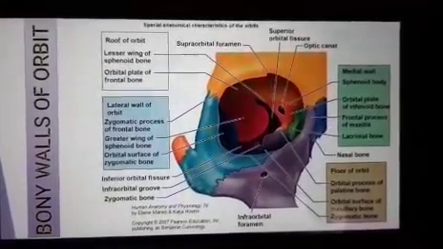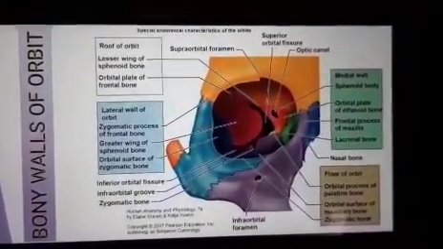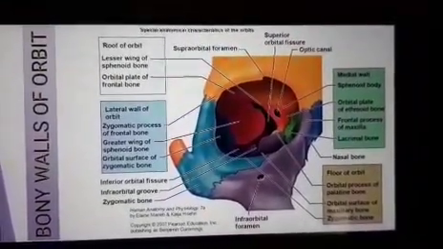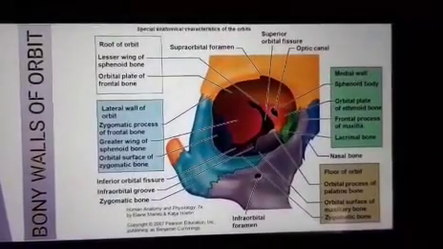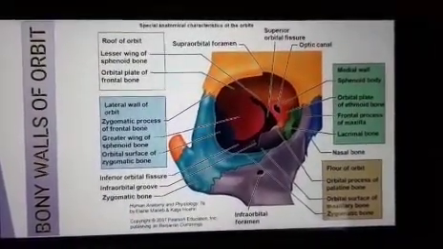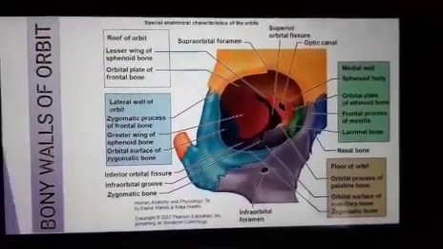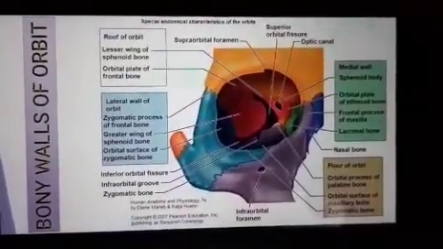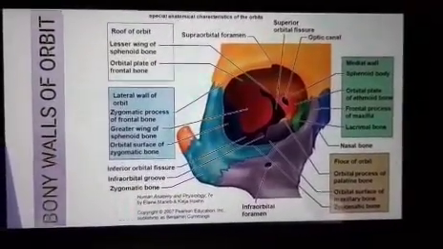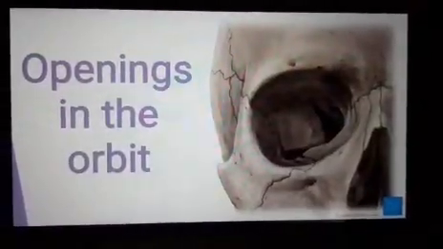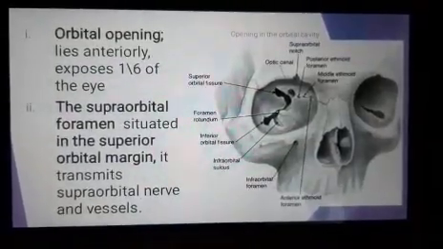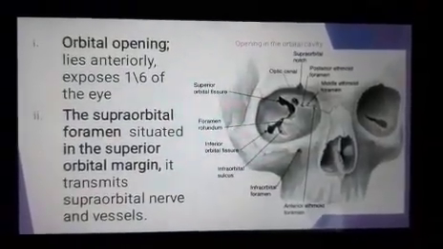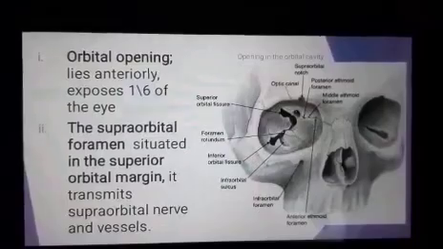The roof of the orbit is made up of 2 bones: the lesser wing of sphenoid bone, the orbital plate of frontal bone. And the floor is again made up of 3 bones: the orbital process of palatine bone, the orbital surface of maxillary bone, and the zygomatic bone. Now, talking about the openings in the orbit, we have the very major one, which is known as the orbital opening. It lies anteriorly and exposes 1/6 of the eye.